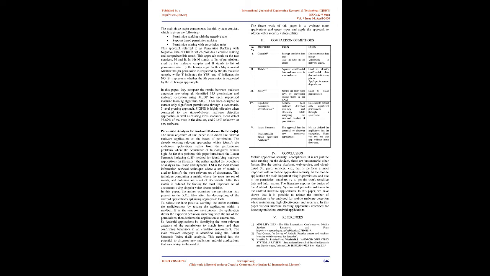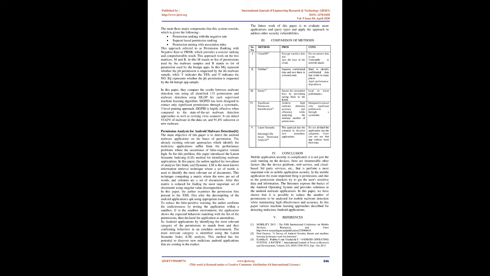This approach works on two matrices, M and B. M stands for the list of permissions used by the malware samples, and B stands for the list of permissions used by the benign apps. M_ij represents whether the jth permission is requested by the ith malware sample, where 1 indicates yes and 0 indicates no. B_ij represents whether the jth permission is requested by the ith benign app sample.